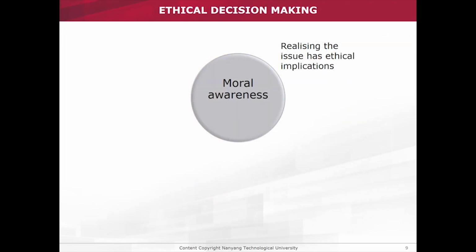Ethical decision-making requires moral awareness. The person needs to know that the issue has moral implications. For example, the act of telling a lie to cover up a mistake. Regardless of the intent, there's always implications since a lie is a lie.